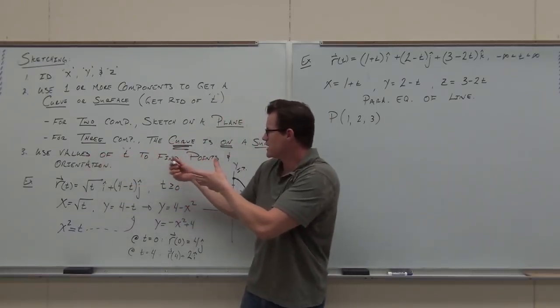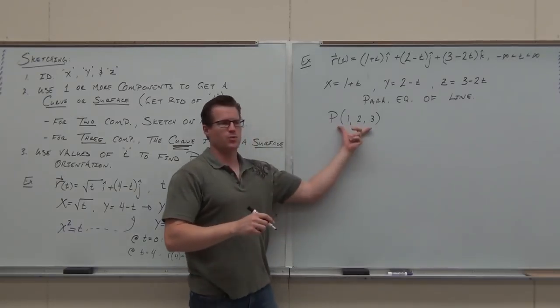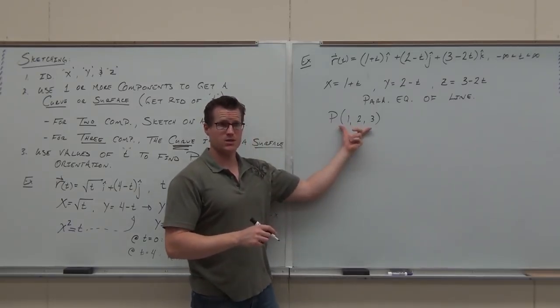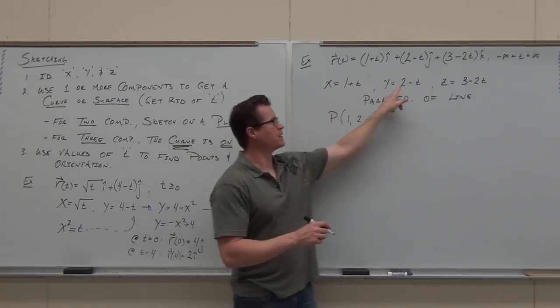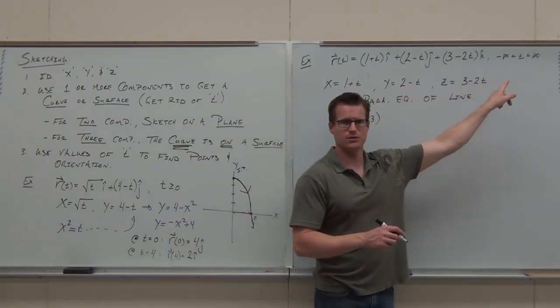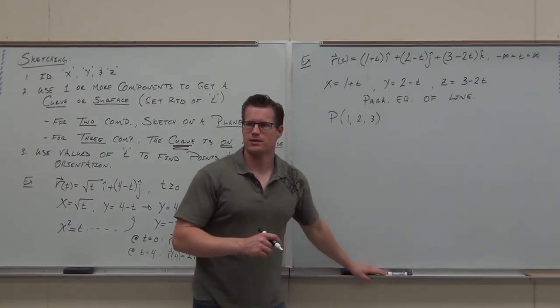Can you find some values of t to give the points and the orientation? If it's a line, the points are easy. The orientation says I'm traveling along the vector. The direction vector would be 1, -1, -2. You guys with me on that one? Okay. Can you give me another point on this line?